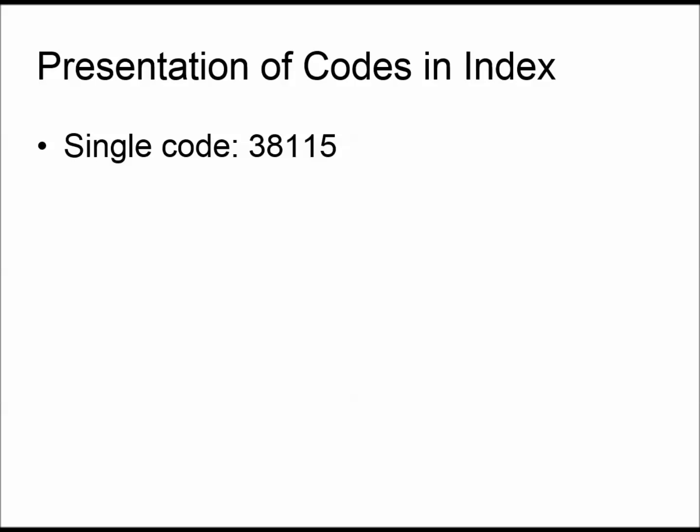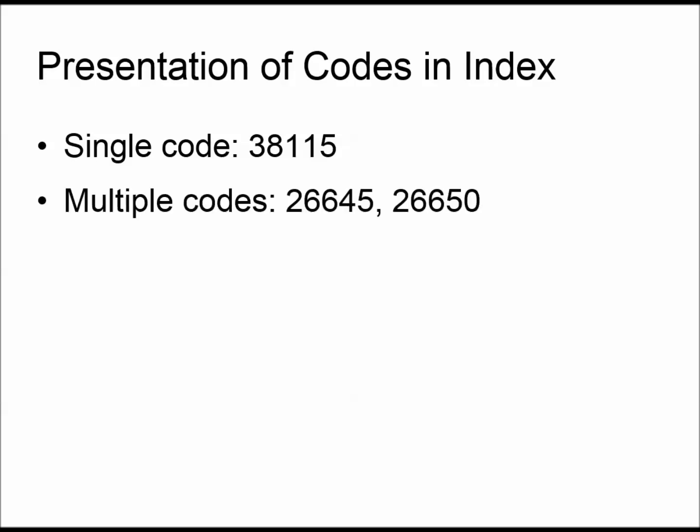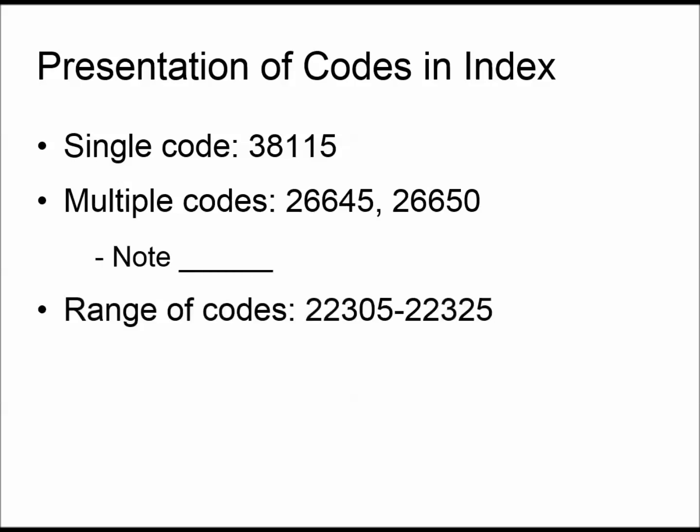The presentation of the codes will actually show single listed codes. These are just one number that's going to identify one thing. It's going to show you multiple codes, and these codes are going to be separated by commas. And then you're going to see ranges of codes that are separated by hyphens. And that's how they're actually formatted.